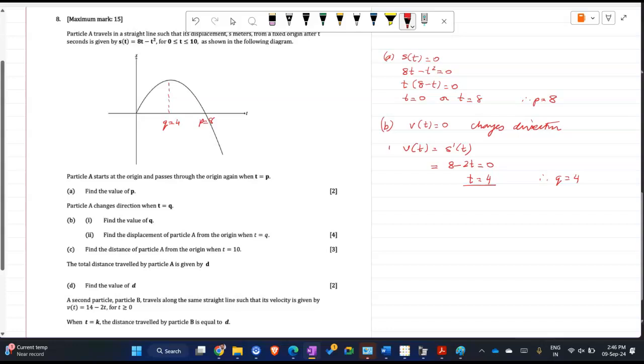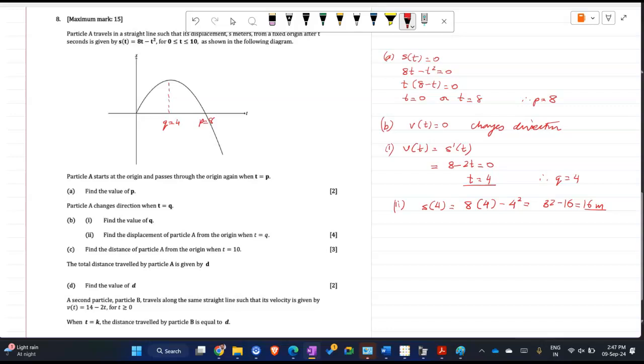Okay, the next part. Find the displacement of the particle from the origin when t is equal to q. So how do you find the displacement? You have the displacement equation. So displacement at 4, just substitute. 32 minus 16. So that's 16. Displacement is 16 meters, because the displacement has been given to us.